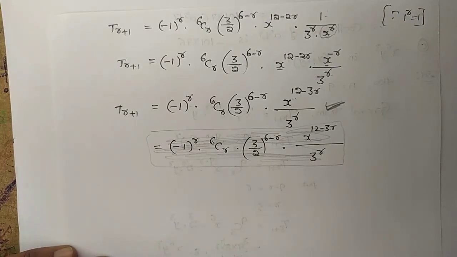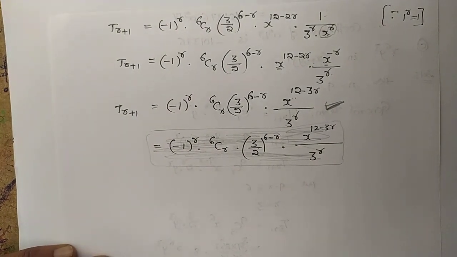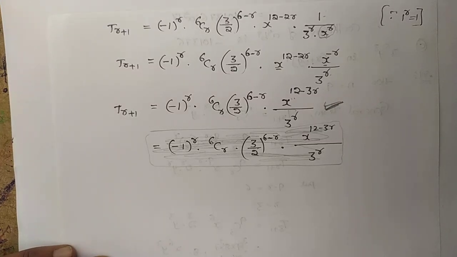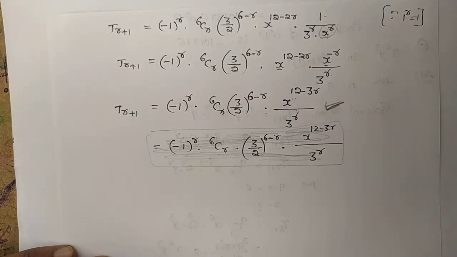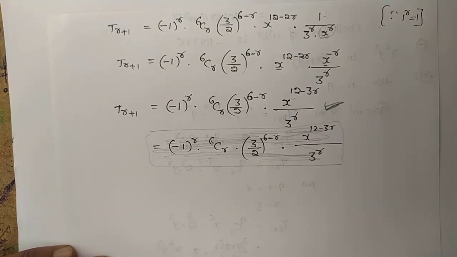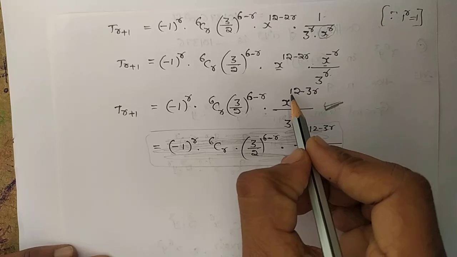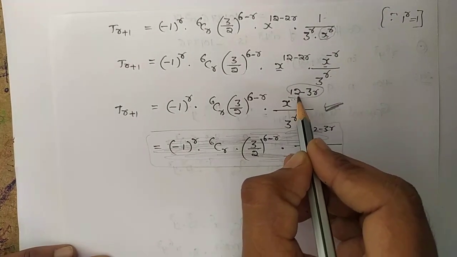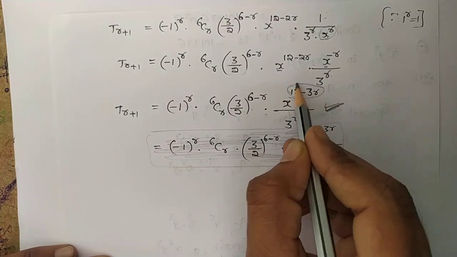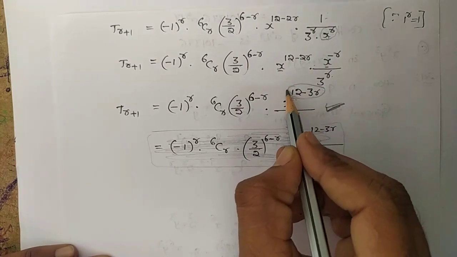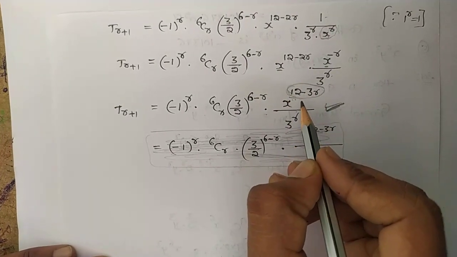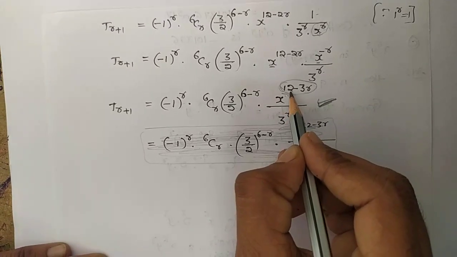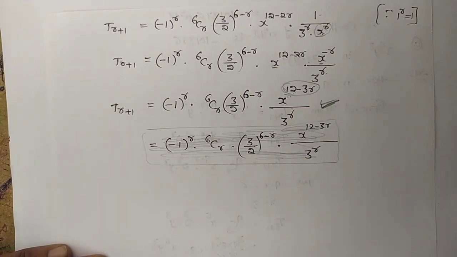The term independent of x means we have to equate the powers of x equal to 0. So what power of x do we have? 12 minus 3r, isn't it? We have to equate this power equal to 0.